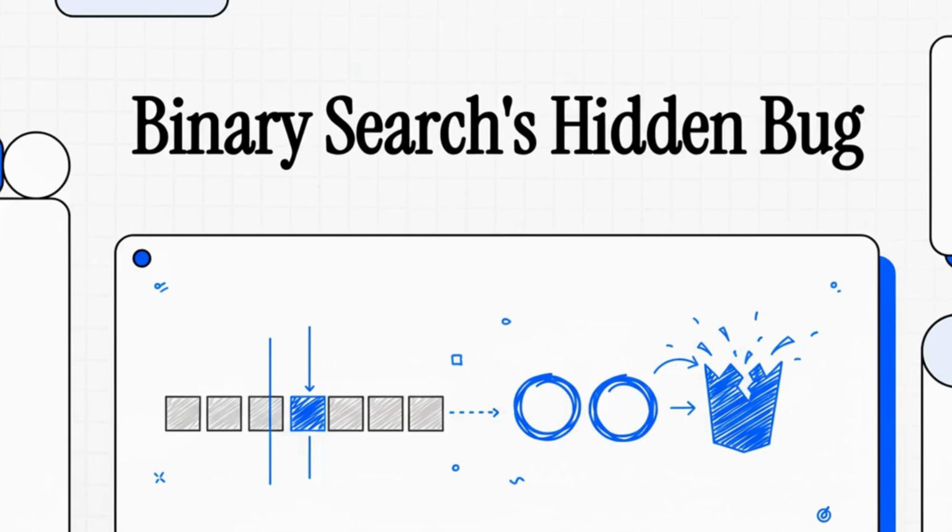All right, let's talk about an algorithm that's an absolute rock star in computer science, binary search. On the surface, it seems so simple, so elegant. But what if I told you it was hiding a tiny, disastrous bug for 60 years right under everyone's noses?